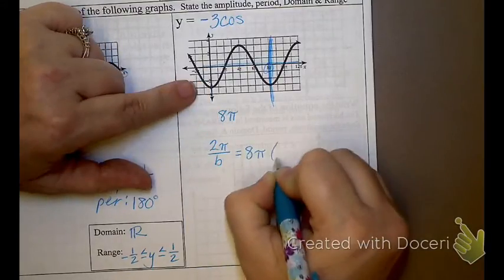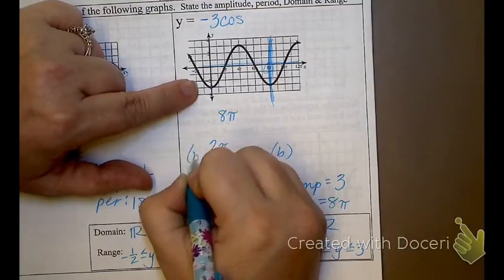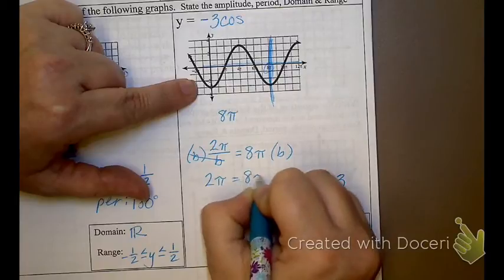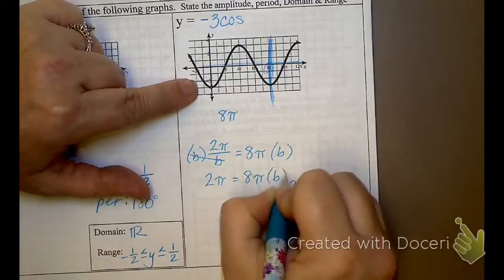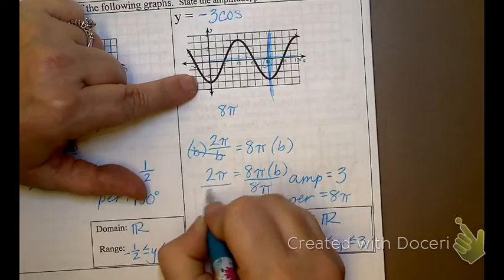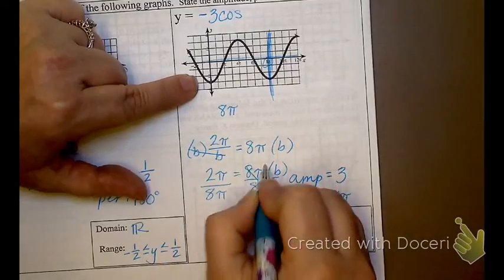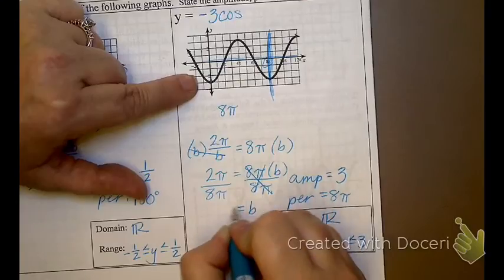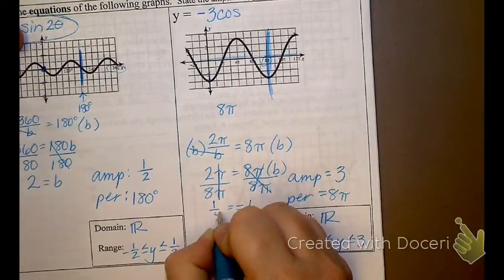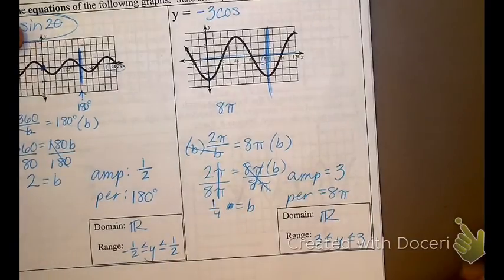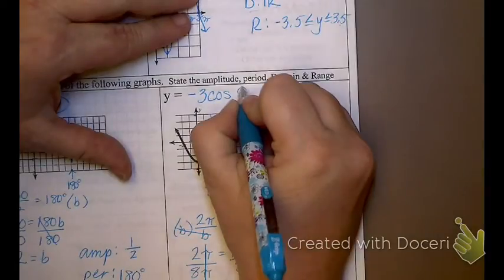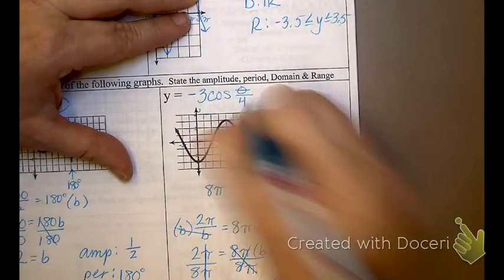So I'm going to multiply by B to get rid of the fraction over here. So 2 pi equals 8 pi times B. And to get B by itself, I would divide by 8 pi. And 2 pi divided by 8 pi, the pi's cancel, and 2 over 8 would reduce to 1/4. Why did I write equals twice? So B equals 1/4. So how do I write 1/4 theta? I would write theta over 4.